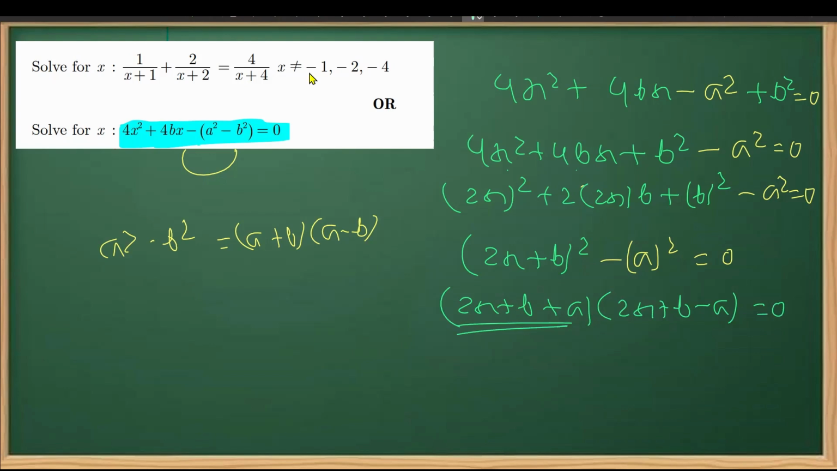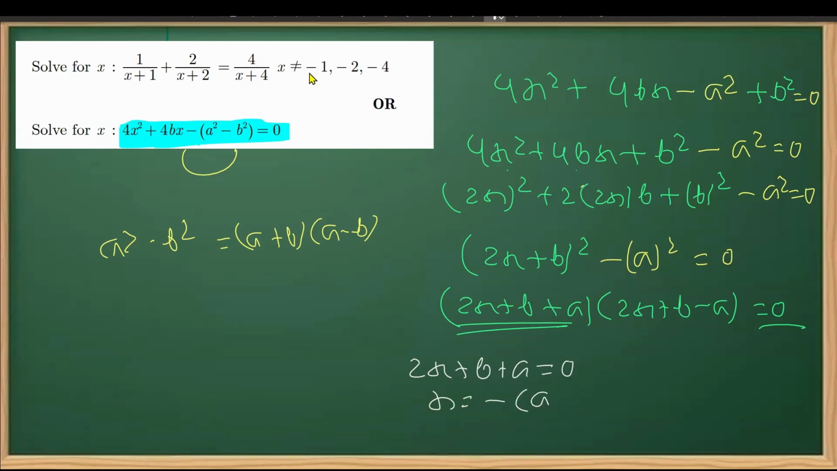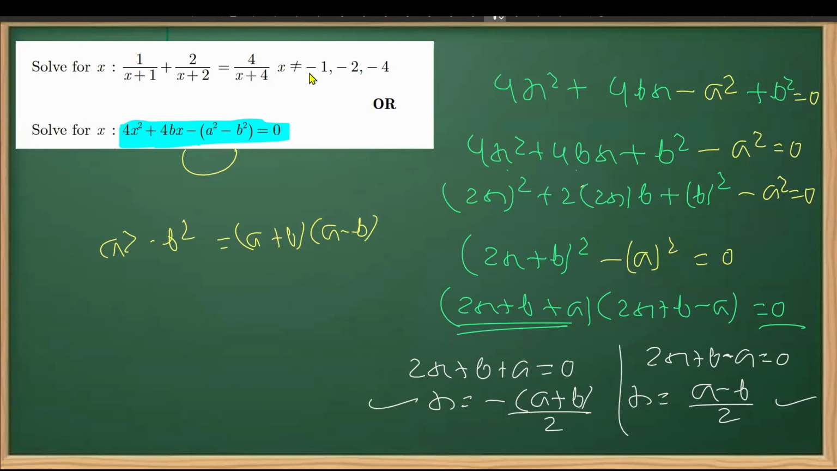Now equating this with 0, it results in 2x plus b plus a equated with 0. We'll get x as minus a plus b over 2. Or when equated with 0, if I transpose minus a to the other side, it is a. When I transpose b to the other side, it's minus b. And when I transpose 2 to the other side, it is divided. So these are the two possible values of x in the second part.